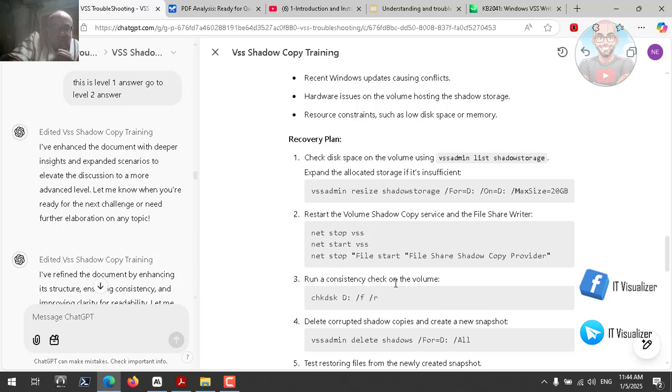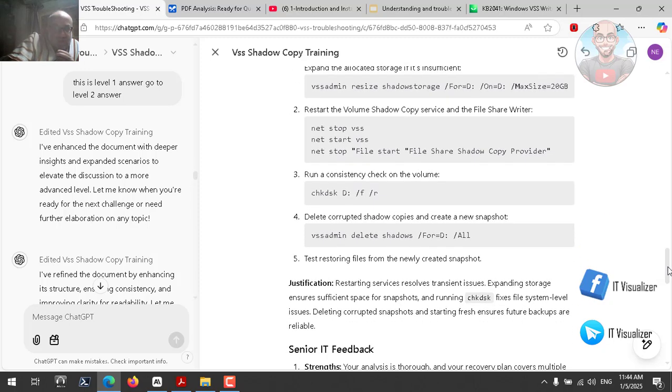Run a consistency check on the volume. Maybe the volume that we take the shadow copies on is fragmented or has errors, so we need to check the hard disk with this command, chkdsk, and fix it if there are any bad sectors or something. Delete corrupted shadow copies and create a new snapshot. Okay. Test restoring from the newly created snapshot.